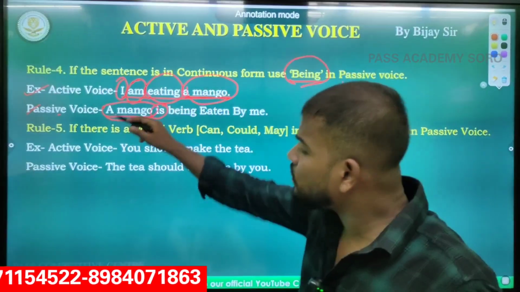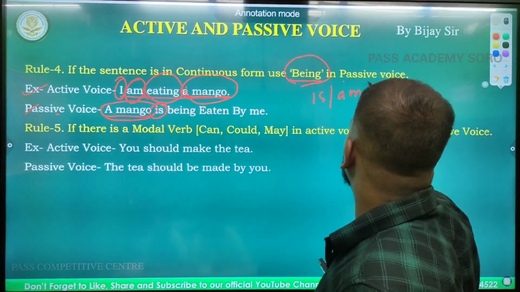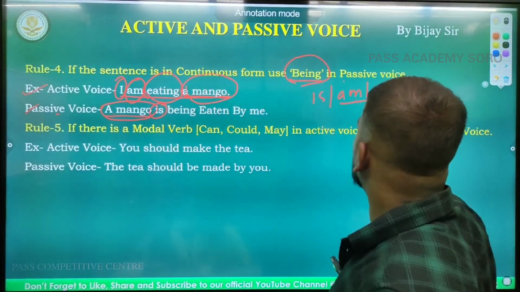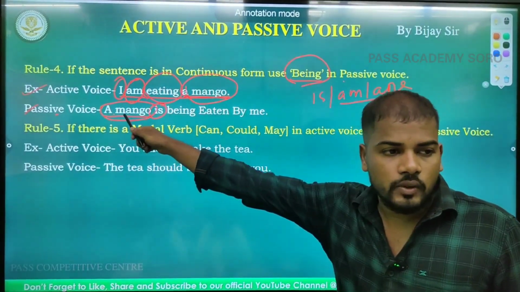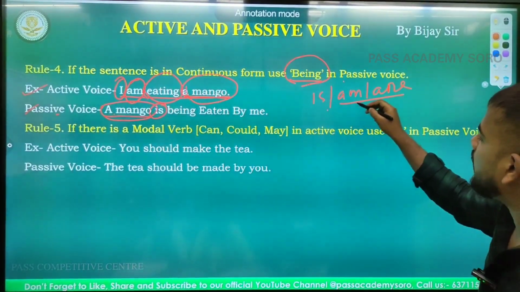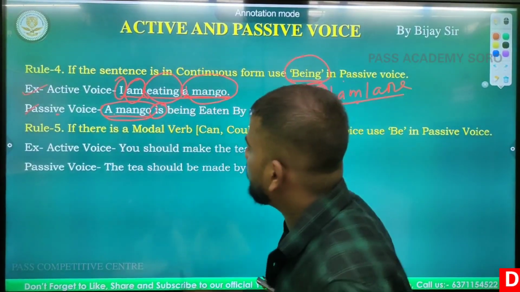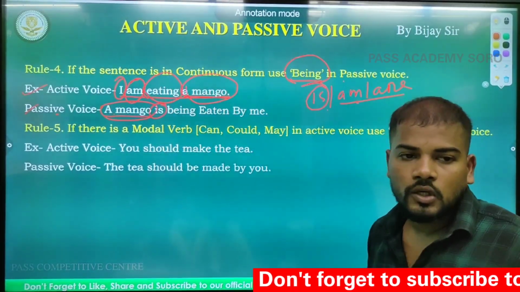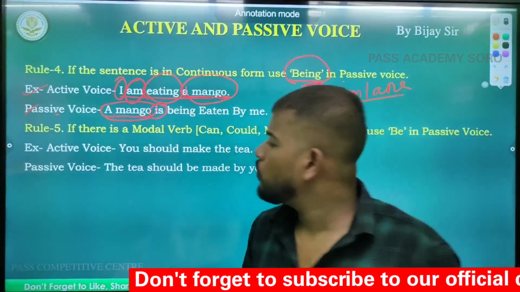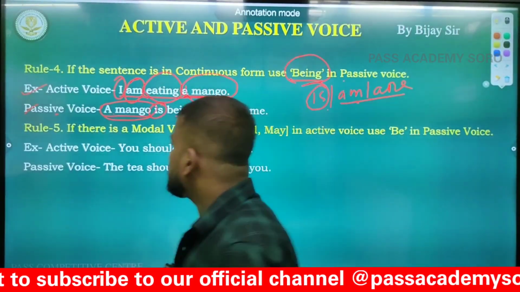So mango is singular and we cannot use M or R with mango, because it's only one mango, it's singular. So we only use that it is. So a mango is being eaten by me. A mango is being eaten by me. Why did we use being? Because it is in continuous form.